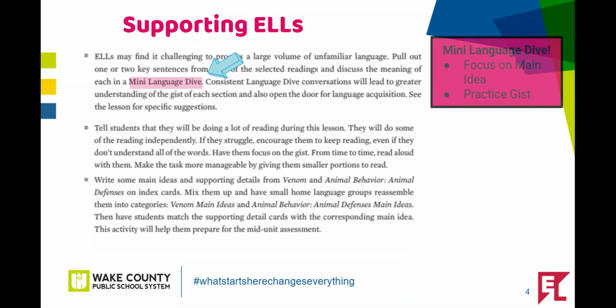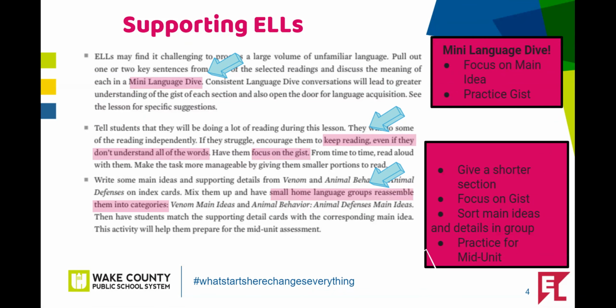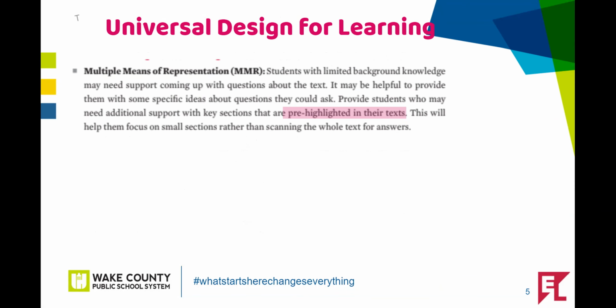This will help teach vocabulary and will give the students an opportunity to practice identifying the gist in a supported fashion. Give students that may struggle with reading a smaller, focused section of text. Tell students to keep reading even if they don't understand, focusing on the gist. Have a group of students who need additional support with language sort main ideas and details from venom and animal behaviors into categories to help them prepare for the mid-unit assessment.